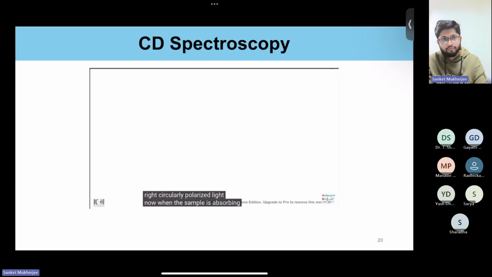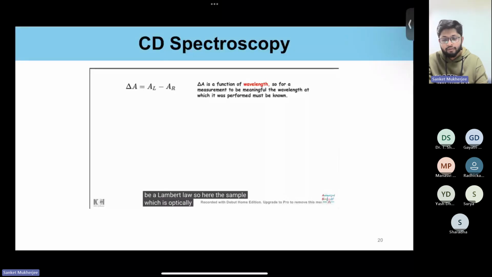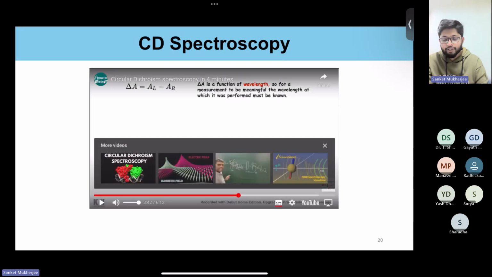Now, when the sample is absorbing the left and right circularly polarized light, we can get information about the concentration. So it is very similar to the Beer-Lambert law. Here, the sample, which is optically active, is absorbing. Anyway, I think we don't need to know more on this.